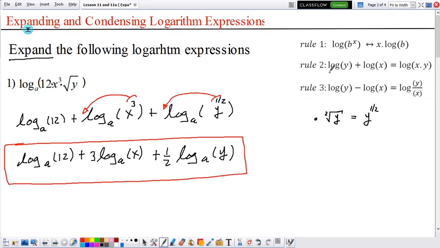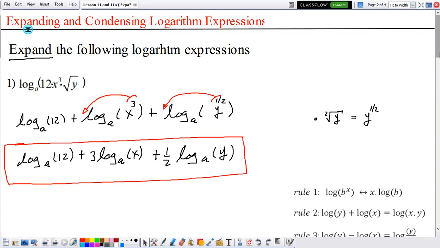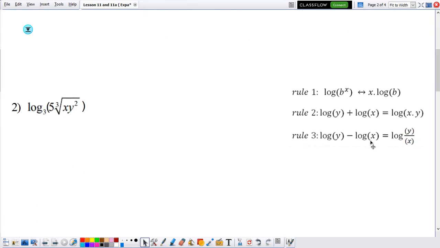All we did was follow the rules. I noticed that on the inside we were multiplying, so I add every single one of them. And I noticed that those which have an exponent, I need to bring that exponent to the front, and that's what we have here. So now let's look at the next example. Kind of similar.